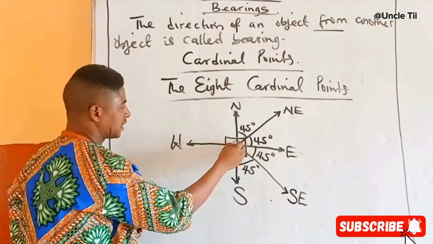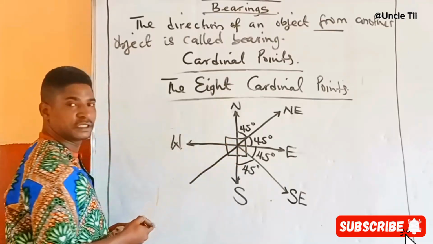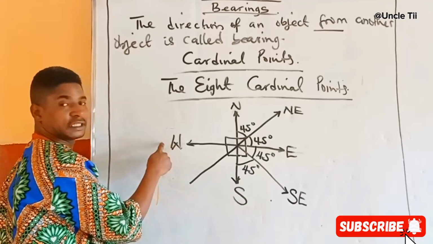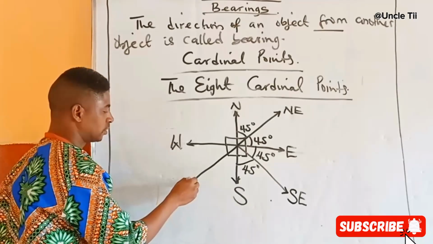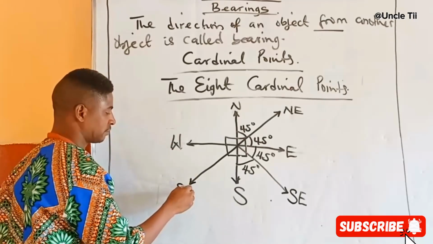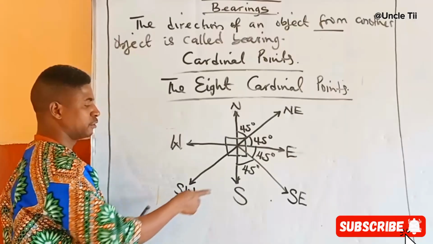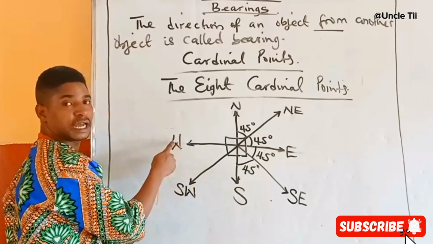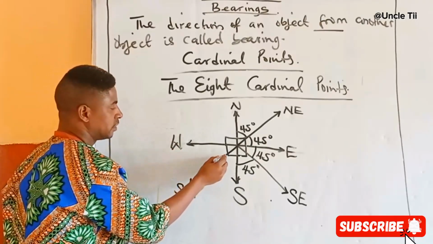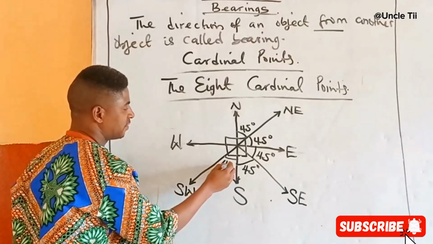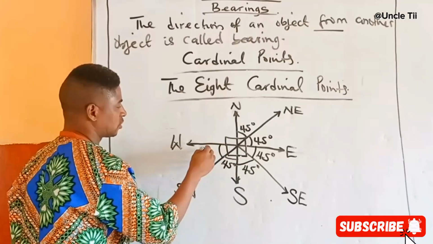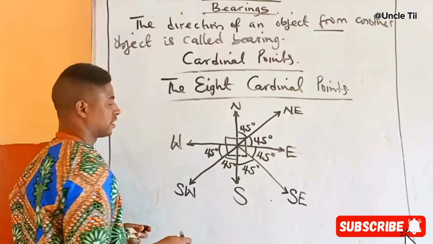Closely following that is the bisection of the space between the south and the west. It is known as southwest. It is the exact middle of the space between the south and the west. So this angle will be 45 degrees. This one as well will also be 45 degrees.